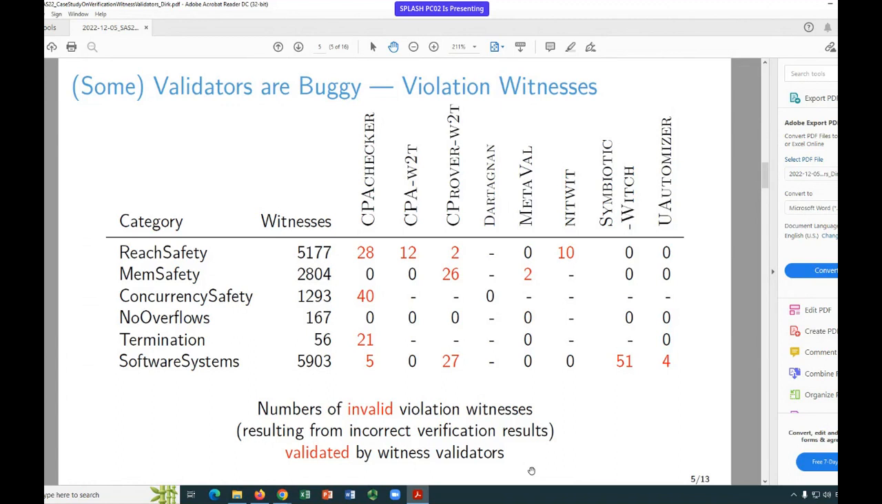Symbiotic Witch is based on heavy slicing, program transformation, and symbolic execution. And Ultimate Automizer is based on trace abstraction, so it uses interpolation, predicates, and so on. So you see there is a pretty wide variety of technologies, and this way we hope that we don't make the same mistake over and over again. Does this address the question? Yeah, I think so. Thanks. Okay, thanks.